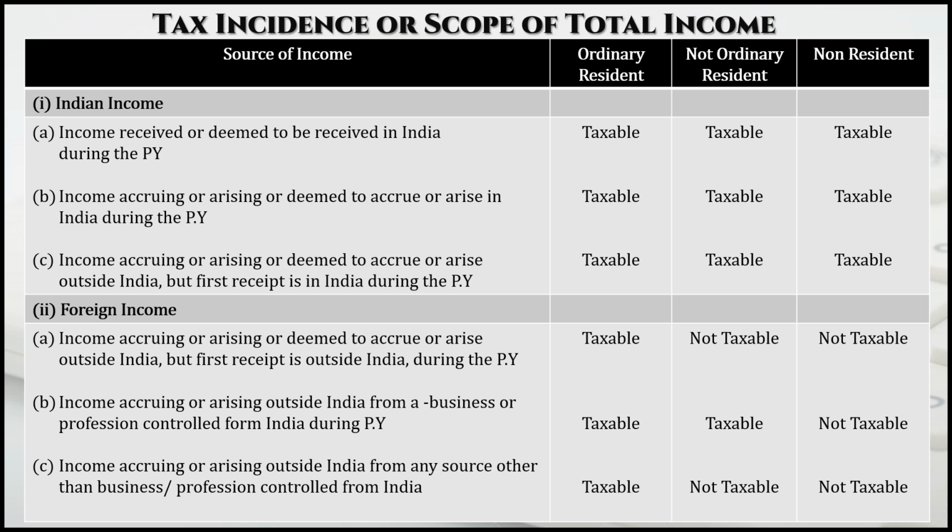So obviously it is a foreign income. Then in that case, it's going to be taxed only for an ordinary resident, and it's not going to be taxed for a not ordinary and non-resident. They will not be taxed for that money.